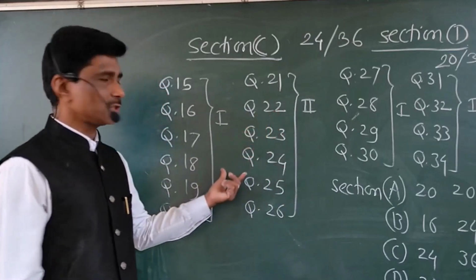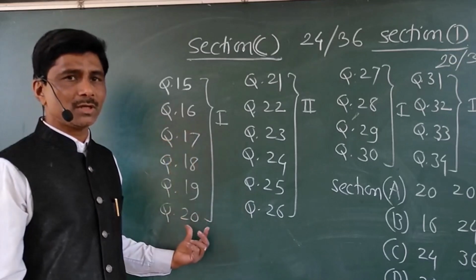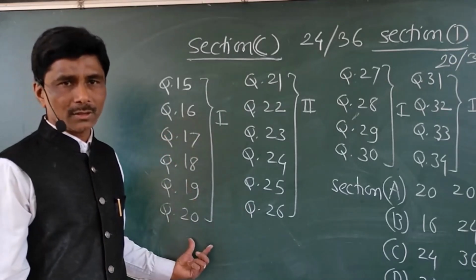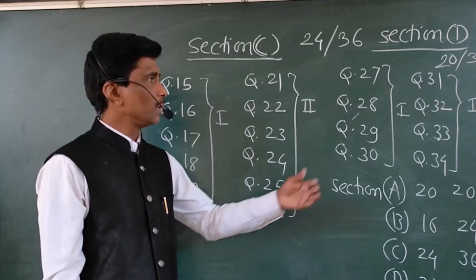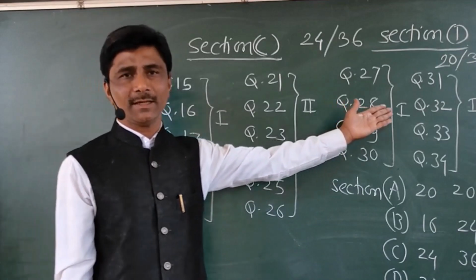So if we get one theory question in section C, then you need to solve only the sixth question. And if we can solve the sixth question from part 1, then you need to solve only a question from part 2. Similarly, there may be one or two theory questions in section D.